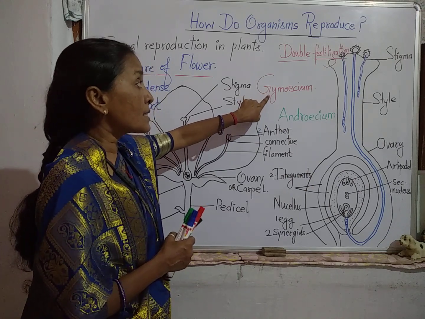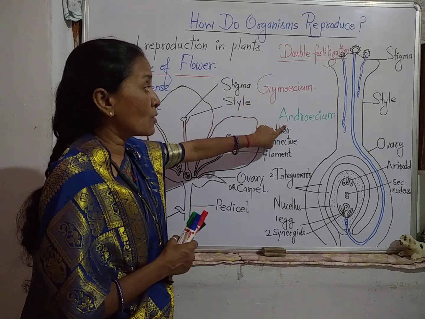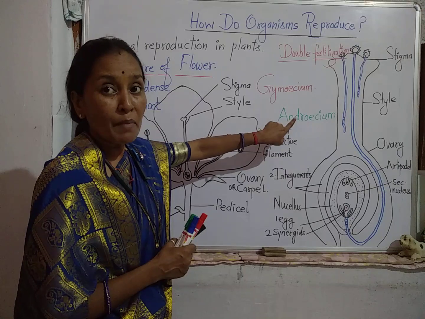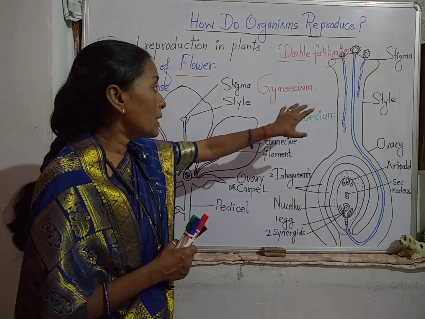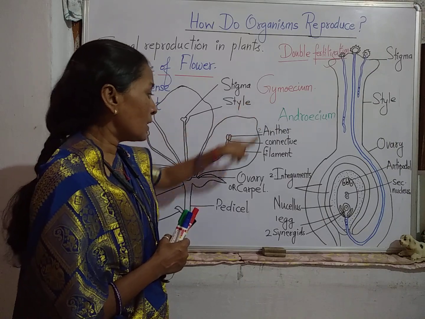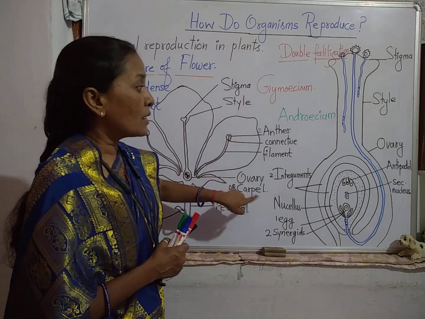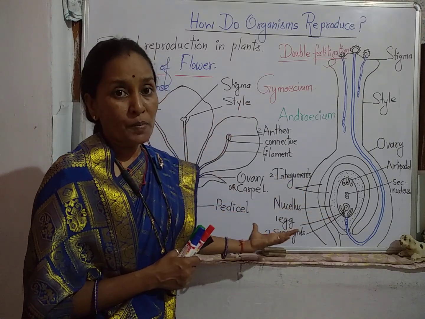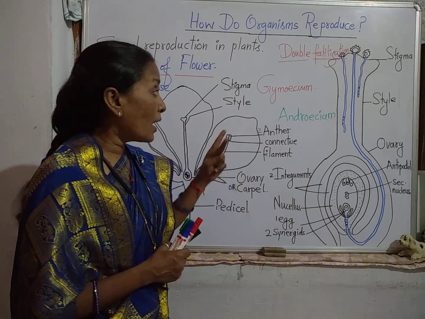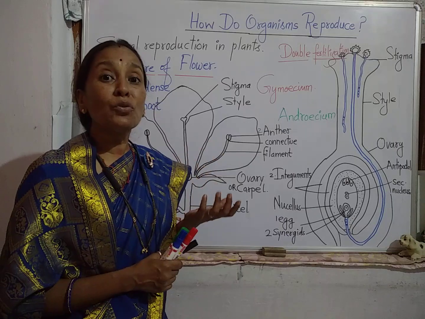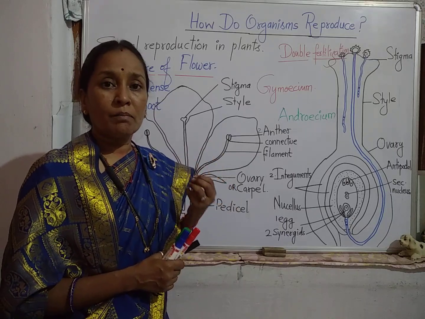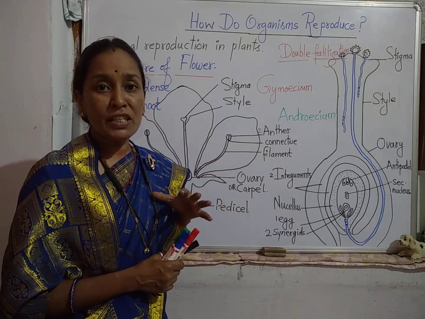Gynoecium has the female gamete and androecium has the male gamete. The male gamete is produced within the pollen grain, and within the carpel region the embryo sac is formed. Both are the male and female gametes. Their union occurs by the process of pollination.